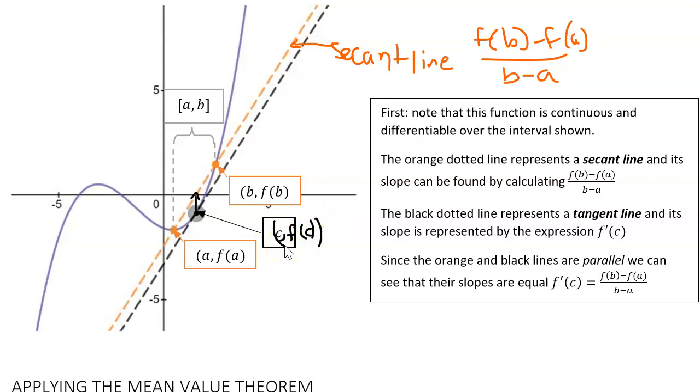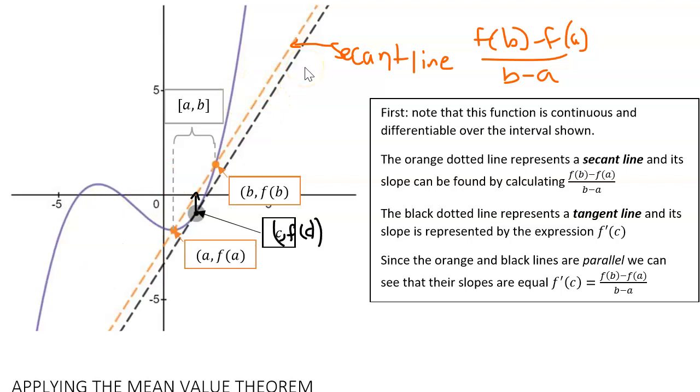And the derivative at c is that instantaneous velocity, or that slope of the tangent line. So we're basically saying that these slopes are the same because these lines are parallel. And the mean value theorem says if your function is continuous and differentiable over a closed interval, then there exists a point within that interval where you can create a slope tangent equivalent to the slope of the secant line.